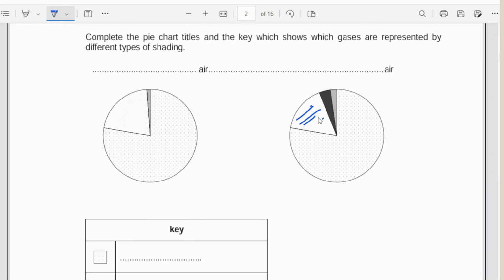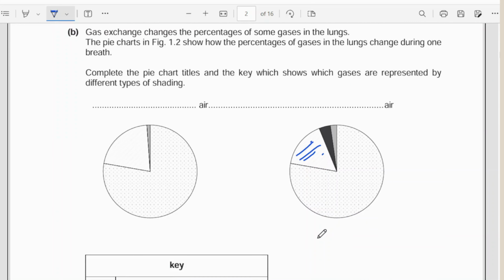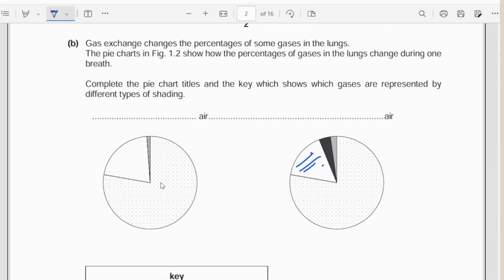So the oxygen concentration decreases. Okay, the dark color, the black one, carbon dioxide, correct, and nitrogen. Okay, which one is this here and which one is that? Which is inspired and which is expired? Okay, this one is inspired here and this one is expired here.